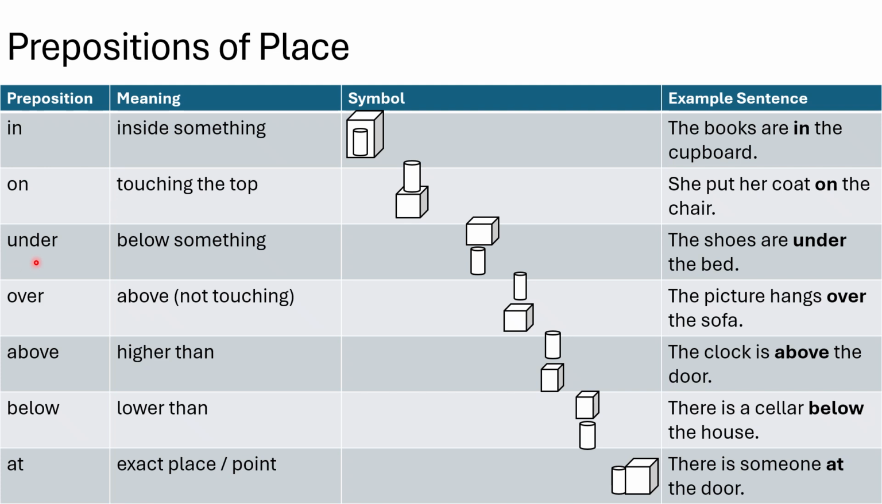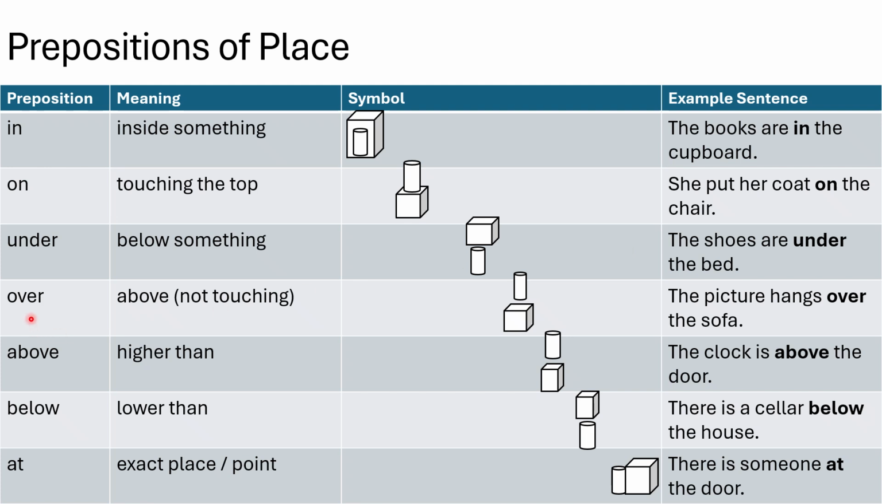The preposition under means below something. This symbol illustrates the cylinder under the box. Listen to the example sentence. The shoes are under the bed.